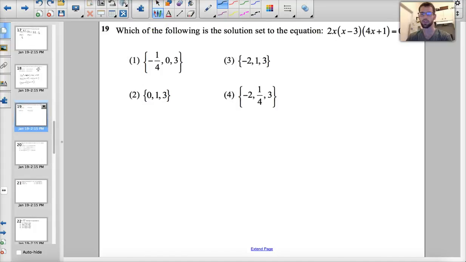Okay, here's question 19. I am back from the comforts of my apartment, and I'm going to get started. So here we go. Question 19. It asks for the solution set, so the solutions to this equation. Right now I'm noticing it's already factored and it says equals 0. So that means I'm going to take each factor. Actually, I'll do it down here where I have more space. And I'm going to set each factor equal to 0.